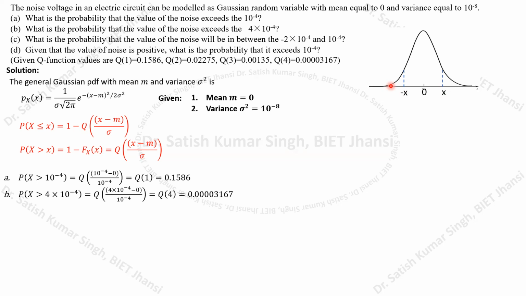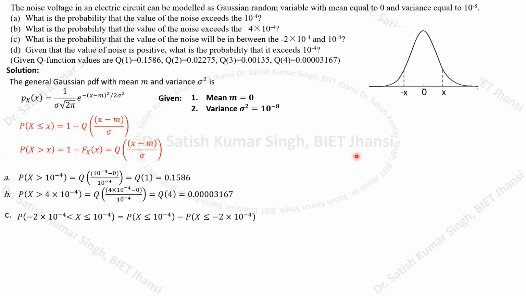We have to find the probability that this noise voltage will be in this particular range. To find that probability, we can write: the probability that this capital X will be in this range is the probability that the random variable X is less than or equal to 10 to the power minus 4, minus the probability that X is less than or equal to minus 2 into 10 to the power minus 4.